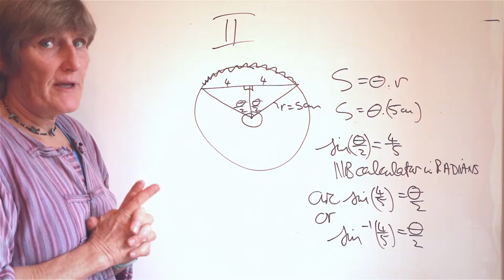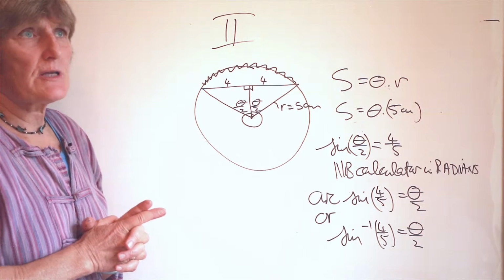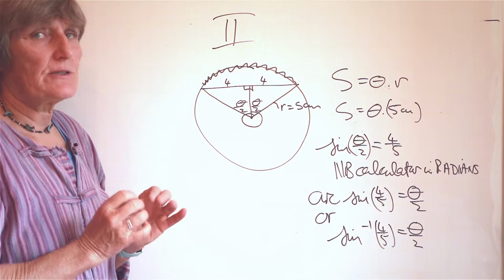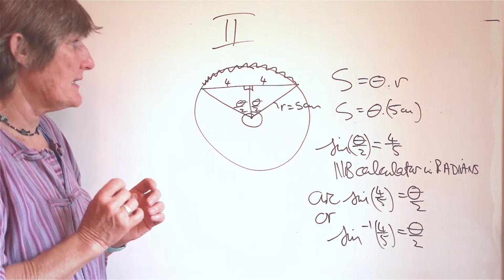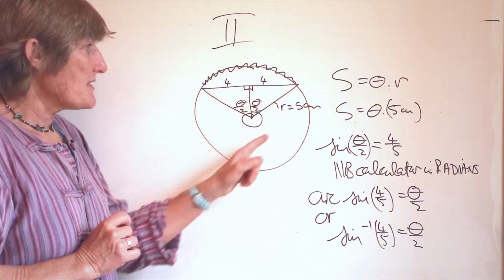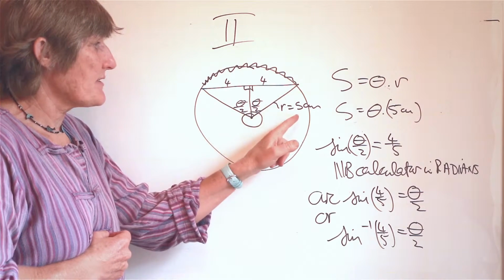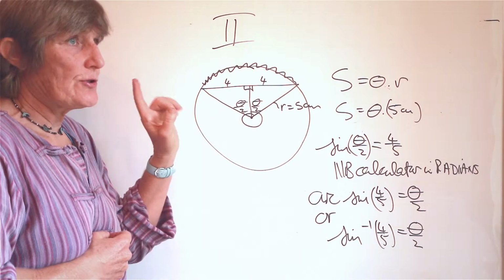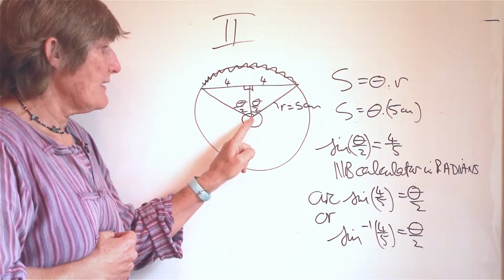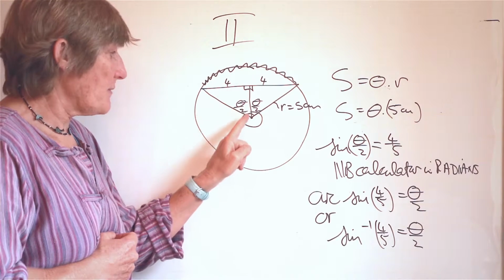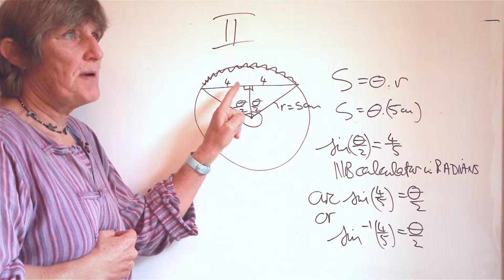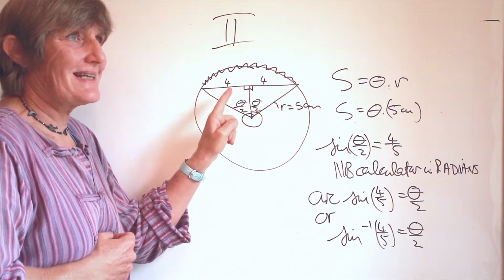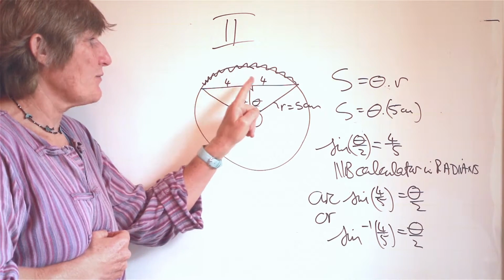I'll do one more where you're finding S, because it is important that when you work with these formulas, your calculator is actually on radians. Now have a look. We give you a circle and we say the radius of the circle is 5 centimeters, and that's a chord. Now you should have learned at school that if a line is drawn perpendicular from the center of the circle on a chord, say the chord is 8 centimeters, it will bisect the chord. So each one is 4 and 4.